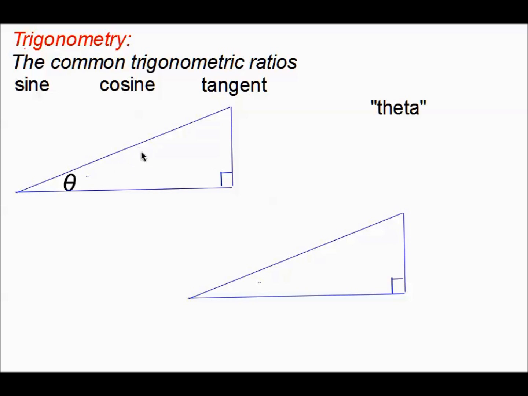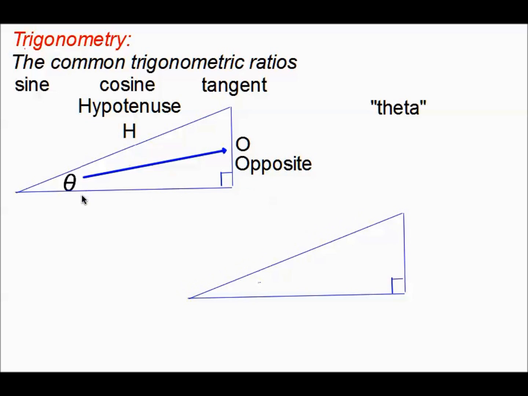Now, as usual, in a right-angled triangle, the side opposite the right angle is called the hypotenuse. Let's abbreviate it to H. Now, the side which is opposite to theta over here, we label the opposite. Let's abbreviate it to O. And the last side, the one which is alongside theta, we call the adjacent. Let's abbreviate it as A.